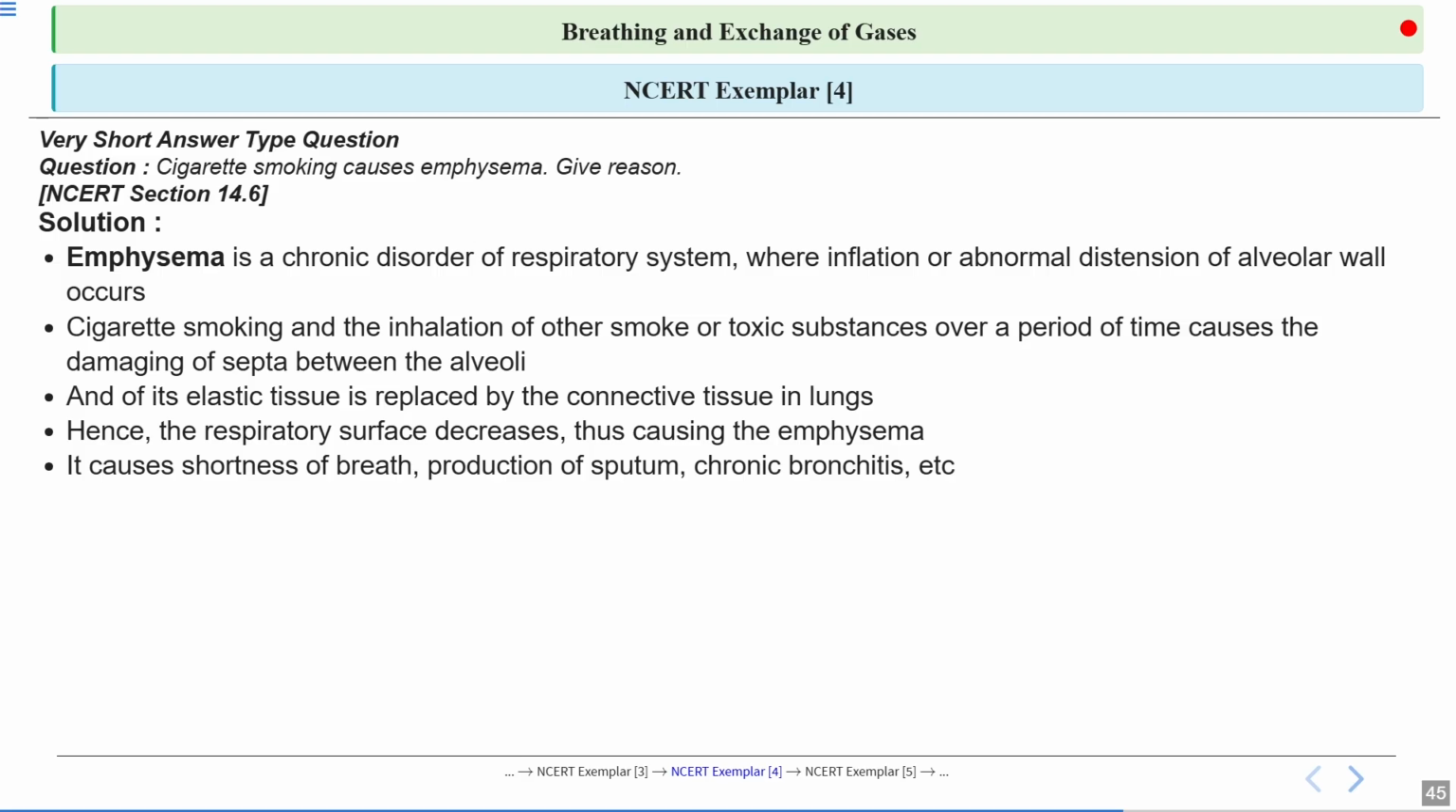So it causes shortness of breath. You have to breathe very fast, right? Breath is very short. Production of sputum. A lot of sputum comes out from your chest. And chronic bronchitis is there. So these are the effects of this emphysema.